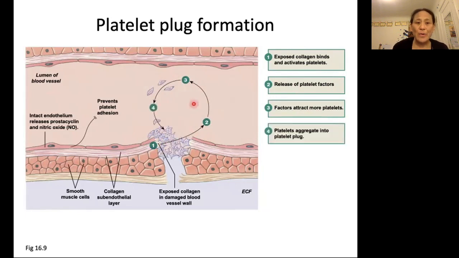So finally, we have all these activated platelets. They are just going to aggregate together. They've developed that spiky surface, and they're going to stick to each other. And eventually, they're going to form this plug that acts as a temporary plug to prevent leakage of blood out of the blood vessel.